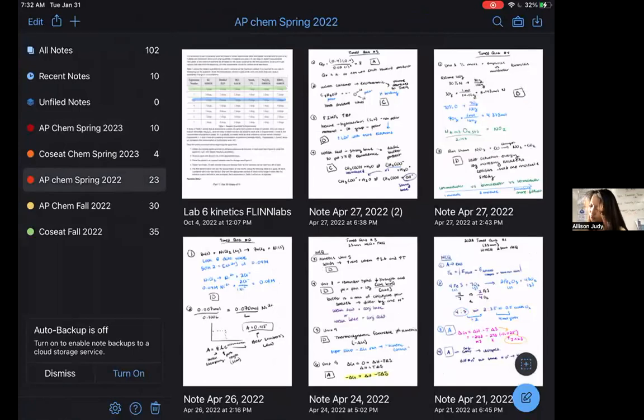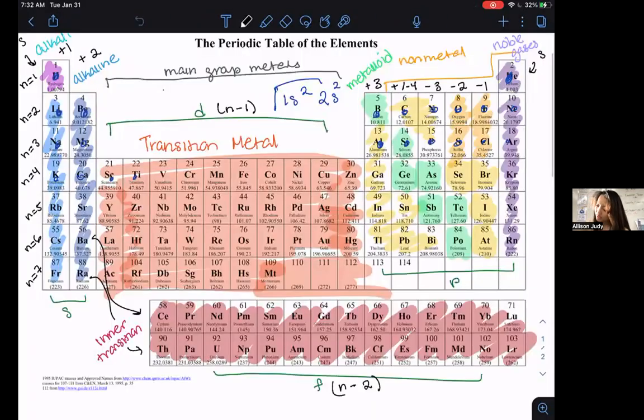Let's go ahead and pull up our periodic table. Magnesium is, okay, magnesium is, let me clean this up a little bit for you. Okay, it is this element right here.